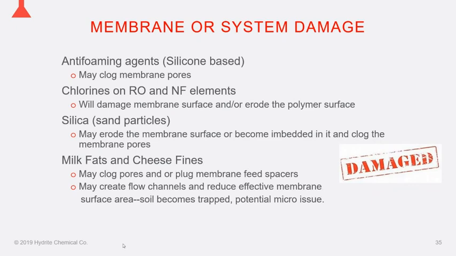Anti-foaming agents, I think we've talked about this before. Again, can't have those in our systems. They'll clog up the pores, silicone-based ones, of course. We also, everyone knows about using oxidizers on ROs and NFs. We probably don't talk about silica as much as we should. So poor water quality in our rinses can really cause irreparable damage on those elements. And Mark talked earlier about fats and particles, cheese fines, those kinds of things. If they get into elements, it can be very, very hard to remove. We've got to do some special washes and hope we can get those out of there.